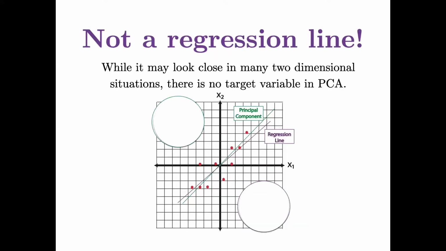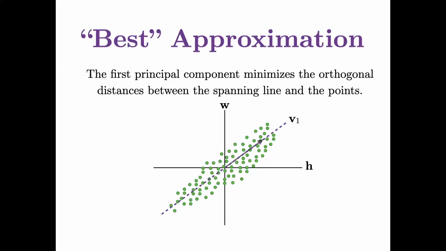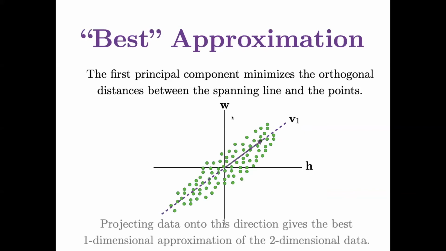And this is not a regression line. While it may look close when I draw it in two-dimensional situations, there's no target variable in PCA. I am simultaneously trying to represent information there in the height, which is here as h, and weight, w. I'm simultaneously trying to represent the height and weight of participants with just one number.